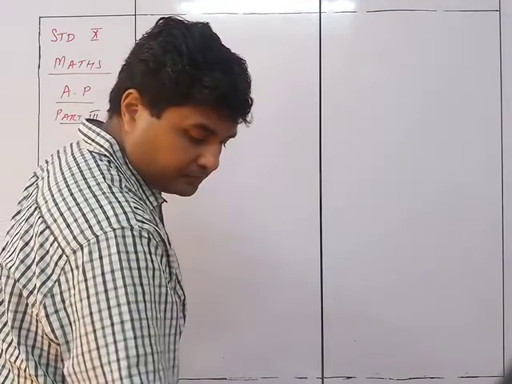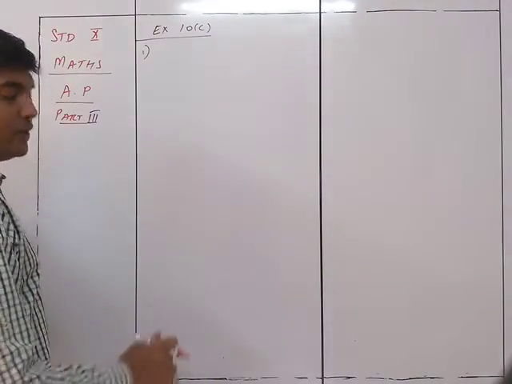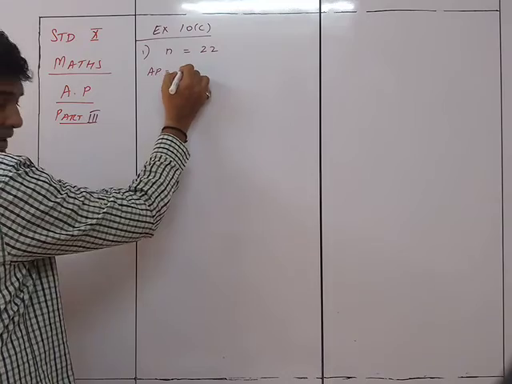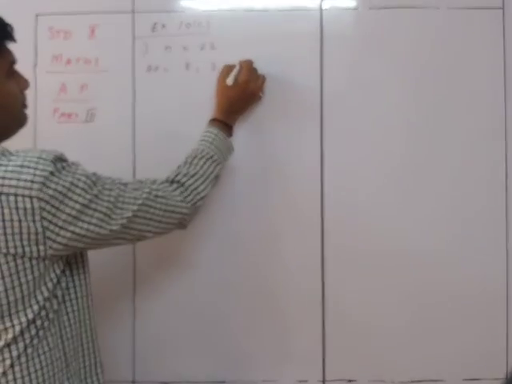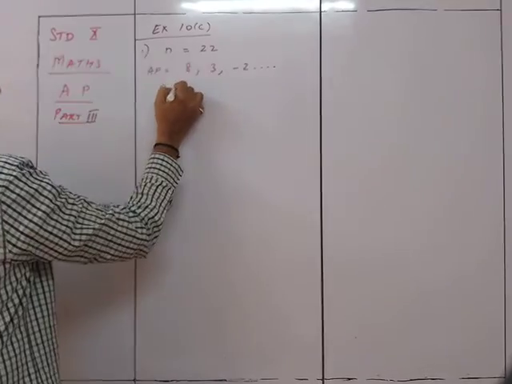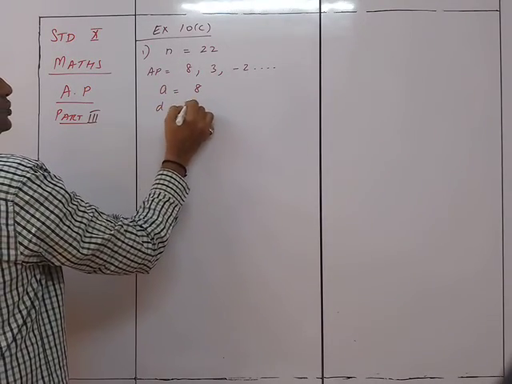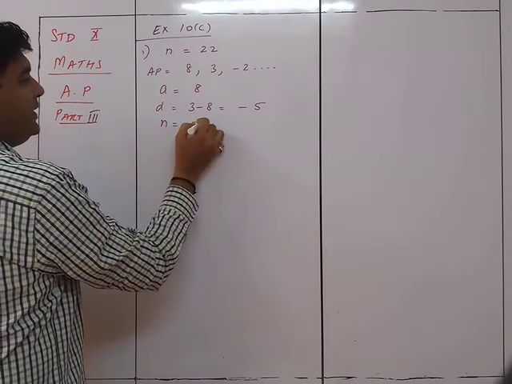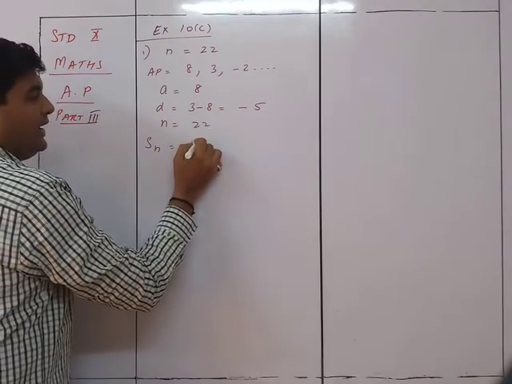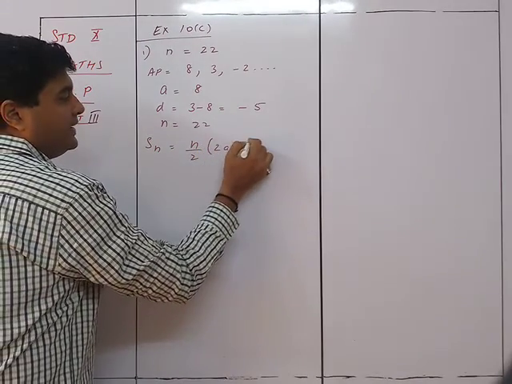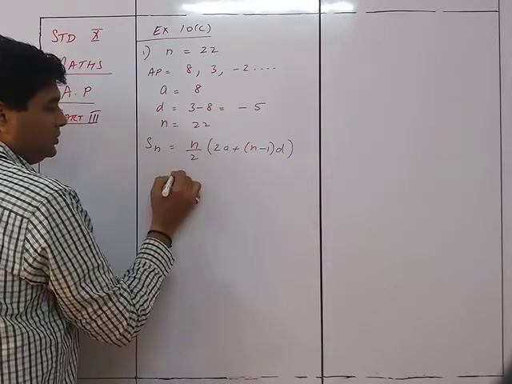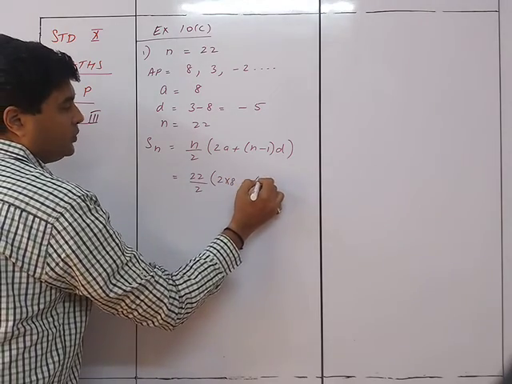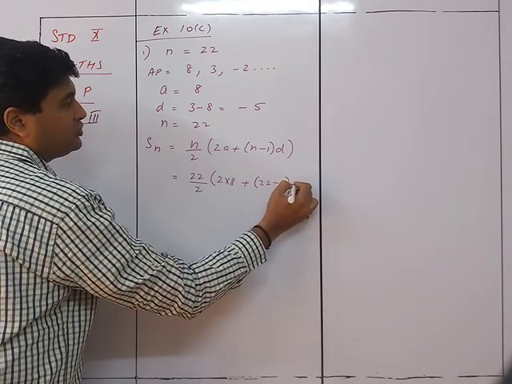See the first one. Find the sum of 22 terms. So we are given that n is equal to 22, and the AP is 8, 3, minus 2, and so on. So we get a is equal to 8, d is equal to 3 minus 8, which is minus 5, and n is equal to 22. So Sn is equal to n upon 2 into 2a plus n minus 1 into d. That gives me 22 upon 2 into 2 into 8 plus 22 minus 1 into minus 5.